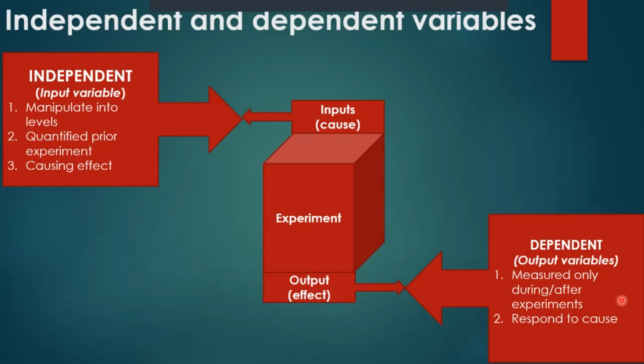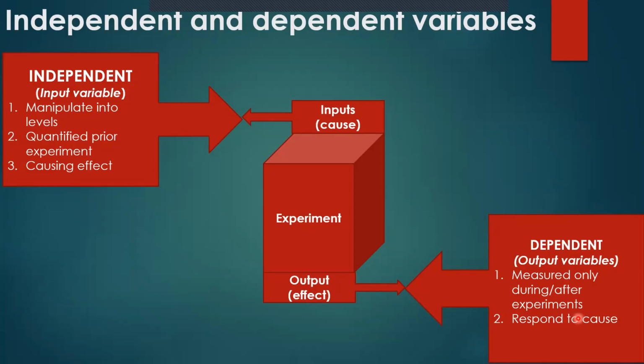The output is like the effect after I've run my experiment. So all those variables that you are measuring while you are running the experiment, at intervals, or at the end of the experiment, those variables are the dependent variables. So you see, output variables are measured only during or after the experiment. During would be the one that you are measuring at different intervals or at different durations. In some experiments, you only measure things after the experiment is done. So all those variables that you are measuring during or at the end of the experiment are your dependent variables, for those who are doing experiments.